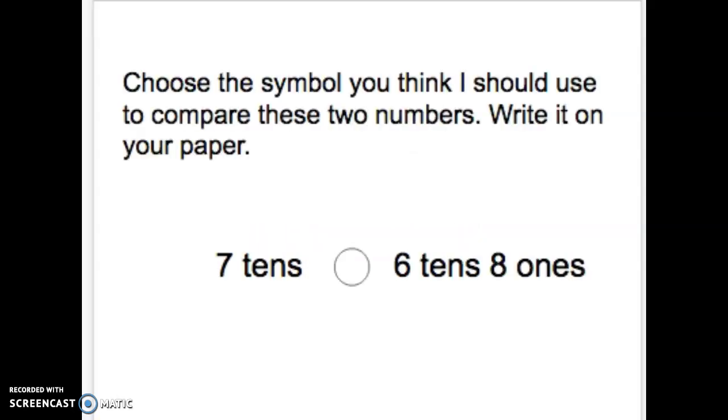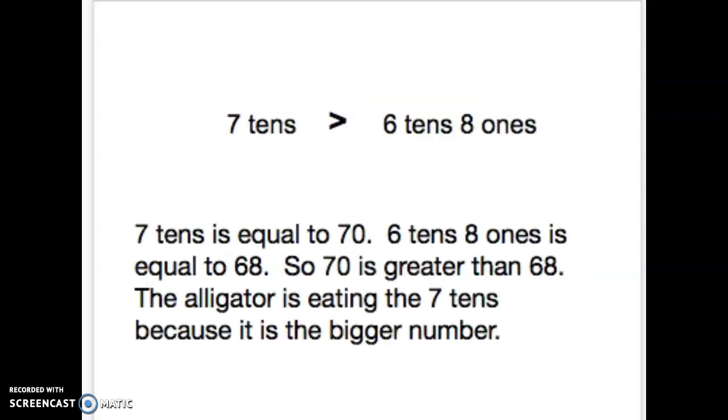Choose a symbol you think I should use to compare these two numbers and write it on your paper. 7 tens is equal to 70. 6 tens, 8 ones is equal to 68. So 70 is greater than 68. The alligator is eating the 7 tens because it is the bigger number.